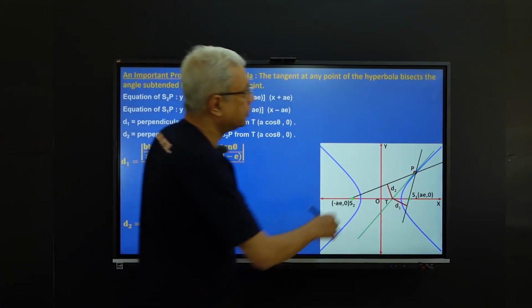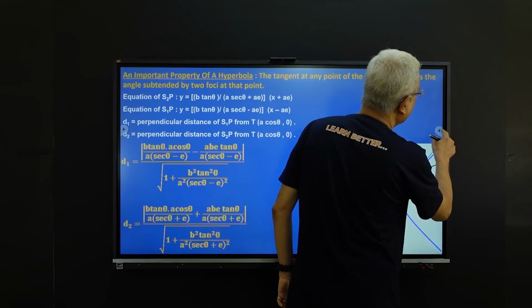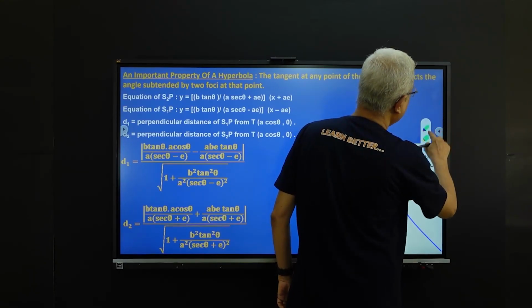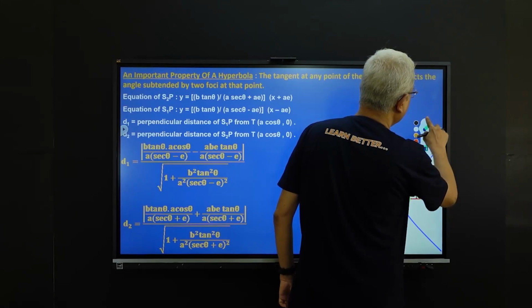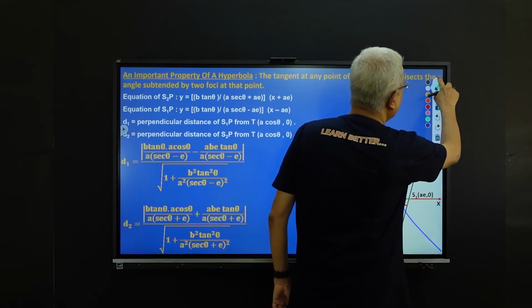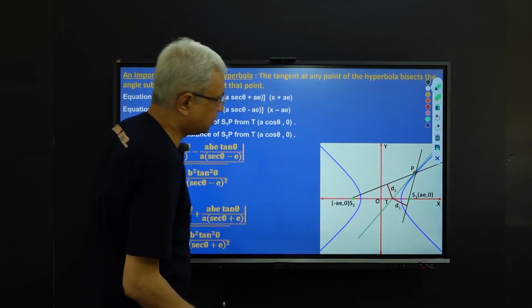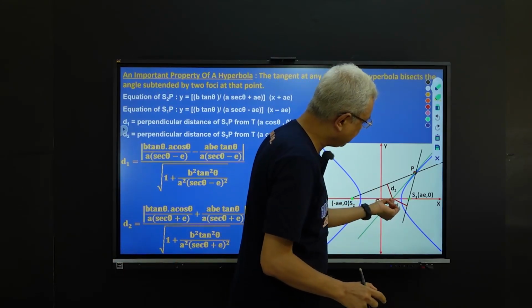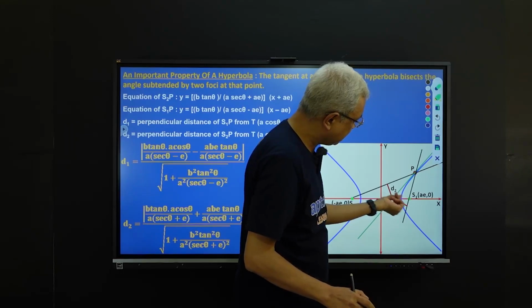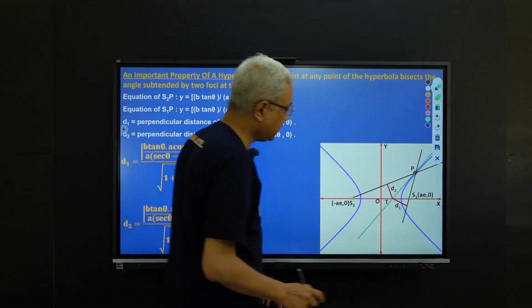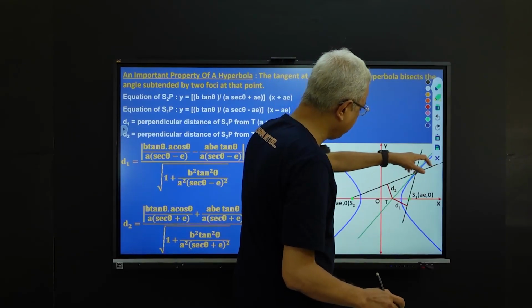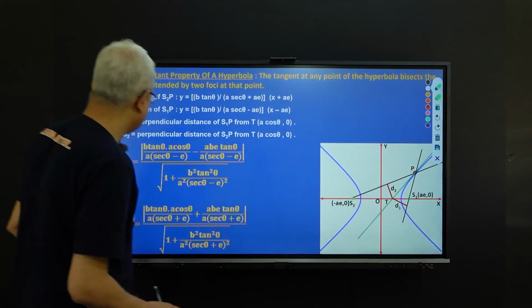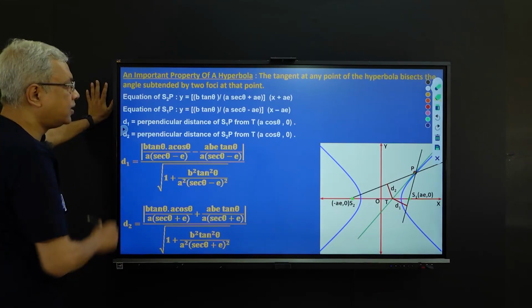So we are going to draw perpendiculars from T on S1P and S2P. D1 is the length of the perpendicular drop from T on the line S1P, and D2 is the length of the perpendicular drop from T on the line S2P. Now what are D1 and D2?